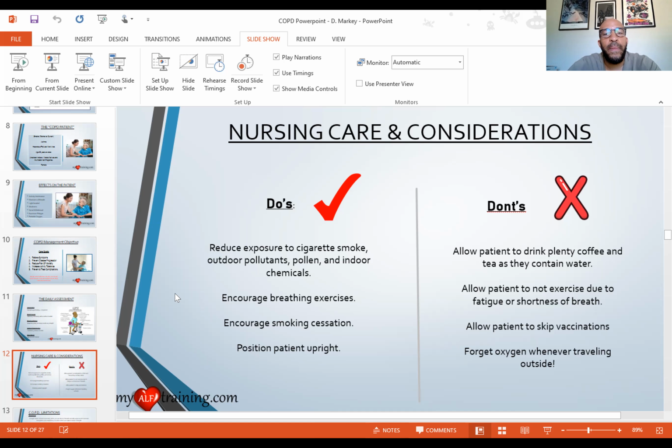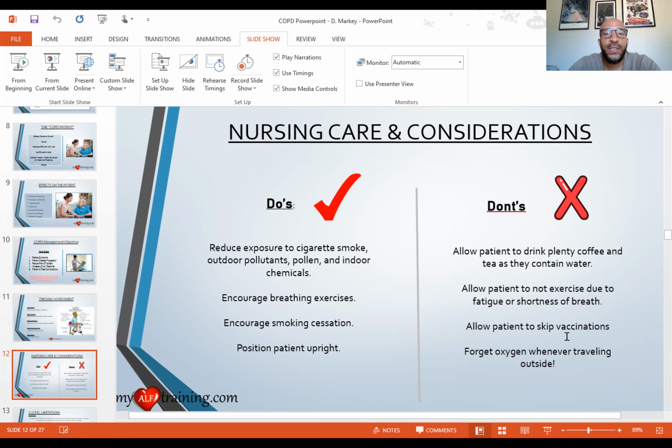So you don't want to allow the patient to not exercise because they're fatigued, because that's just a part of the disease. They're going to be short of breath, they're going to be fatigued. But in order for us to improve their quality of life and to improve their ability to breathe, we need to push them to exercise even when they're short of breath, because we know that they're short of breath, we know that they are fatigued, but it's the only way to improve their symptoms, is to have them exercise. So that's a big don't for me in patients with COPD, is don't allow them to not exercise.